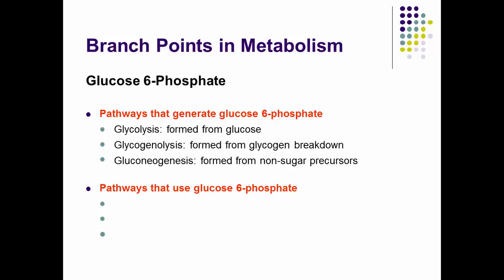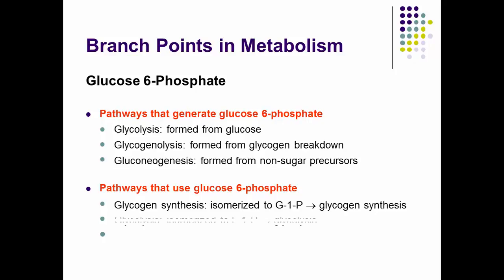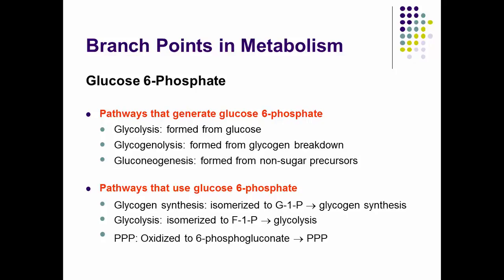All right, now the pathways that can use glucose 6-phosphate, in other words, where glucose 6-phosphate can connect to other metabolic pathways. Glycogen synthesis, right? Glycolysis and the pentose phosphate pathway. Remember, this is the important substrate for the pentose phosphate pathway.